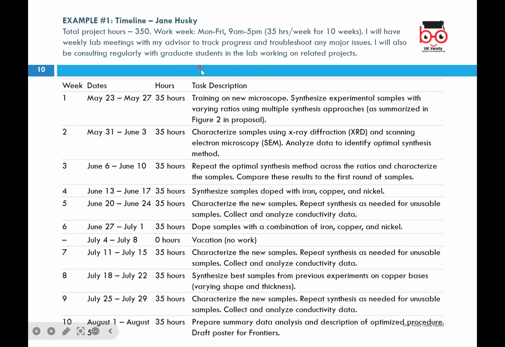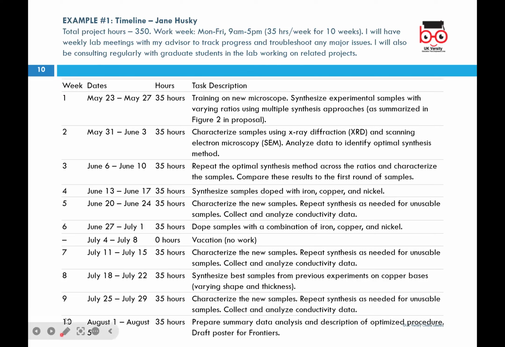I will also be consulting regularly with graduate students in the lab working on related projects. So let's say these dates are taken. Okay, so this is a timeline. It's also called a Gantt chart. You can make it on Excel or on Word. Mostly it's Excel that is used.